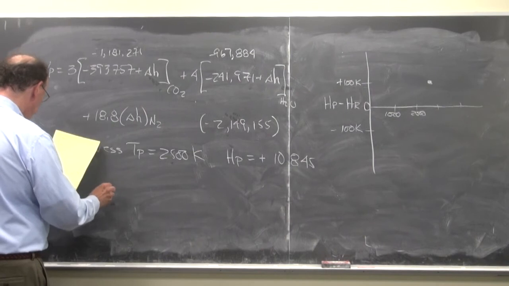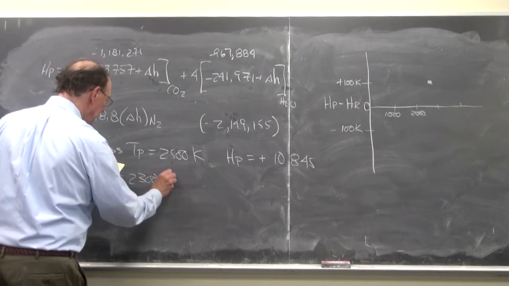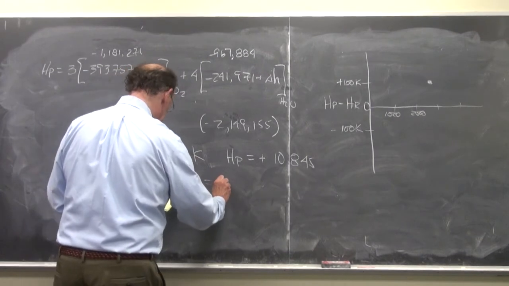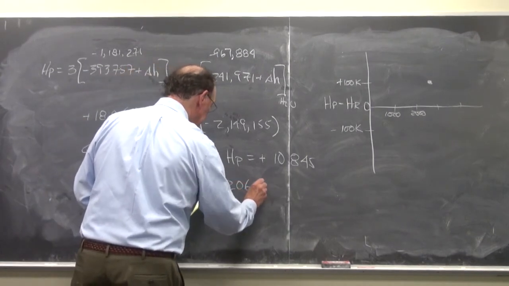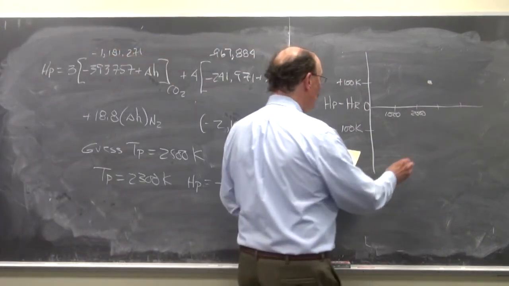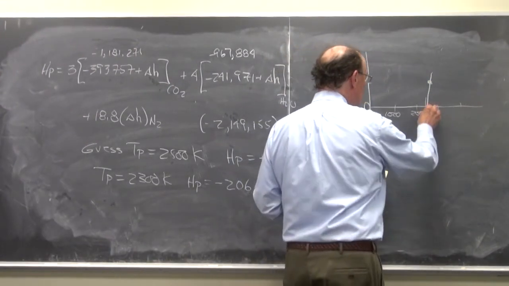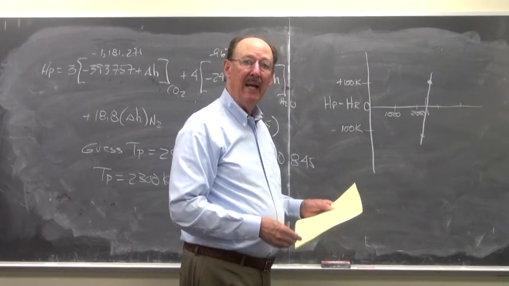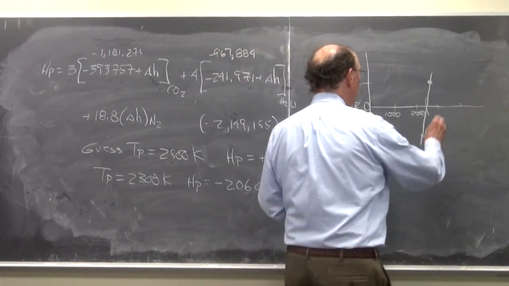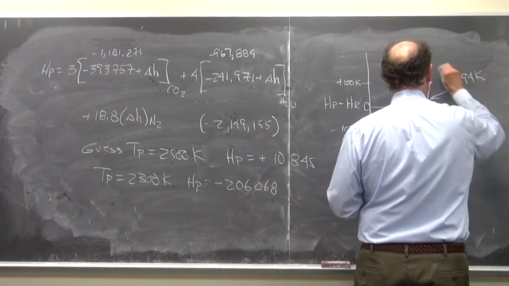And so now we guessed T sub P is equal to 2,300 degrees K, and we get that H sub P is equal to minus 206,068. So we overshot the mark. So on this guess, I'm going to be down here somewhere. And what we do is draw a straight line, look at where it intersects, and this gives you your adiabatic flame temperature. And you could iterate this more. So in this case, the adiabatic flame temperature was 2394 degrees K, and this is for 100%.